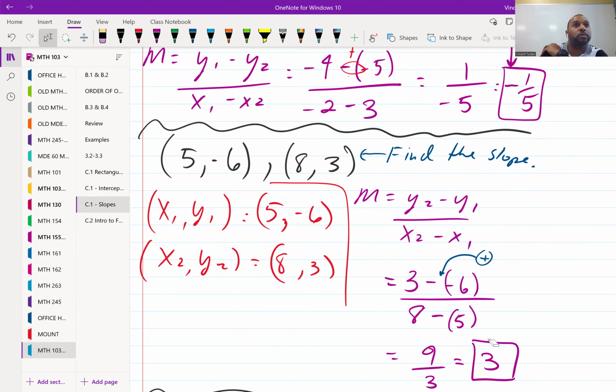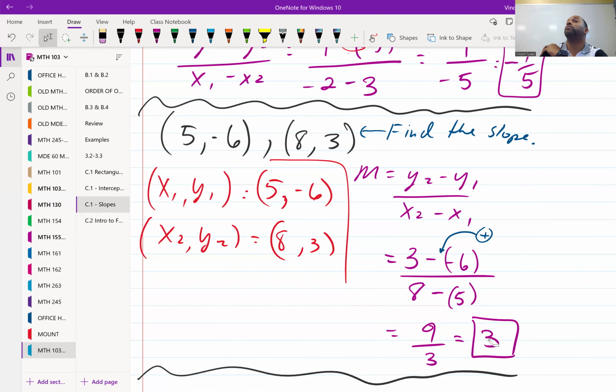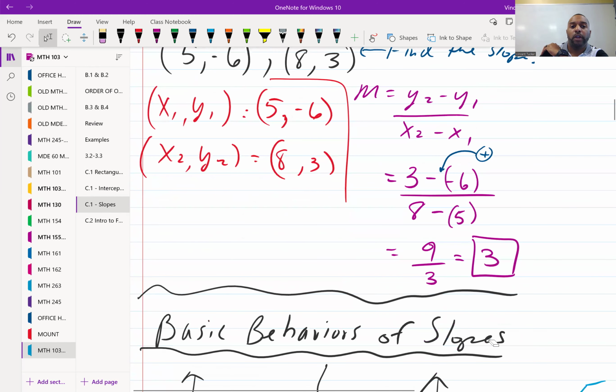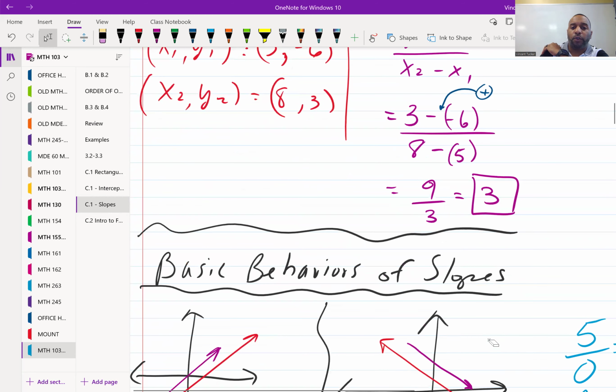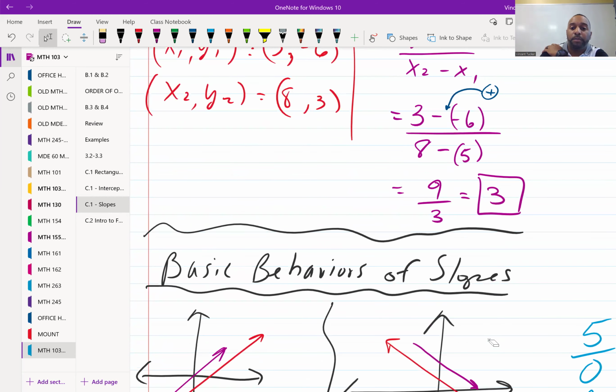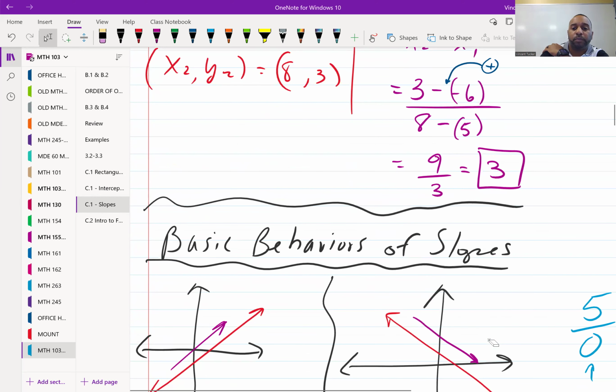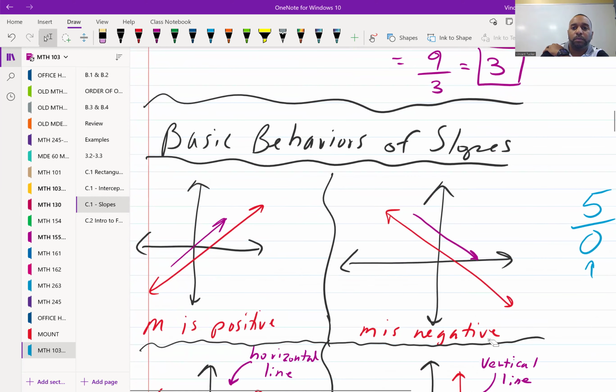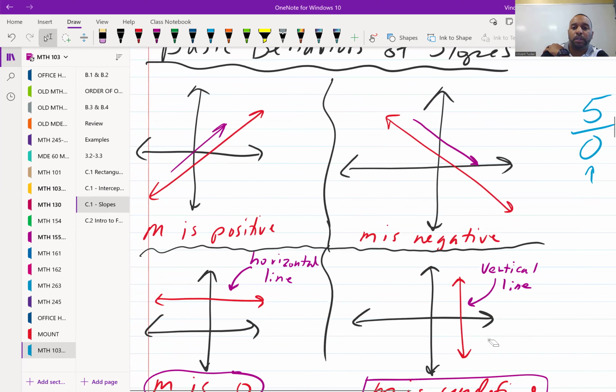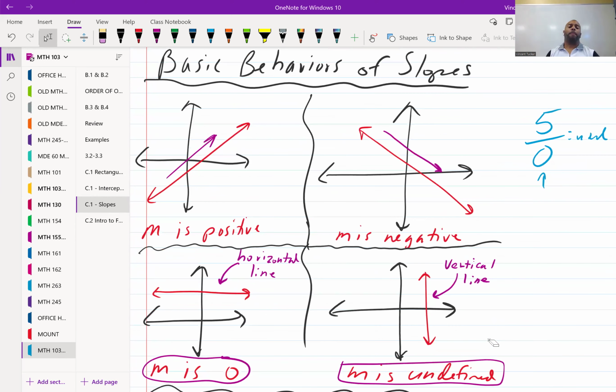All right, very good on that. Next one, just for your basic behaviors of your slopes. If you were to follow your graph from left to right, if it's going up, then your slope is positive. If it's going down, your slope is negative. If you have a horizontal line, your slope is 0. If you have a vertical line, your slope is undefined.